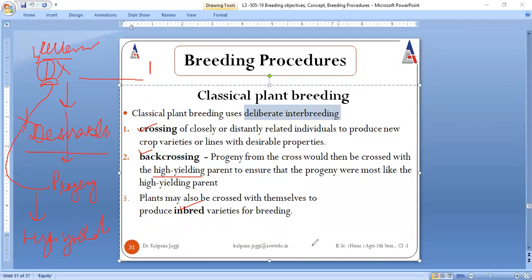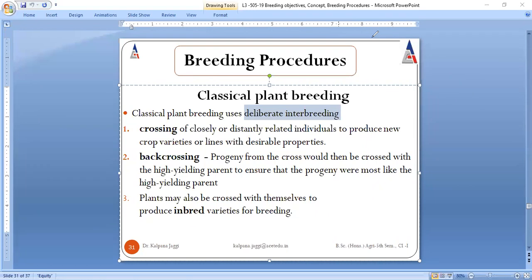And third is, if this is the parent taken, this parent may be crossed with itself only, so that inbred varieties could be produced. So this is all about classical plant breeding procedures that involve three types of crosses. One cross is a distant hybridization. Second is back crossing, where the progeny is crossed with the parent that has more desirable features. And third is the parent crossed with itself only. So this is classical plant breeding. The next is modern.